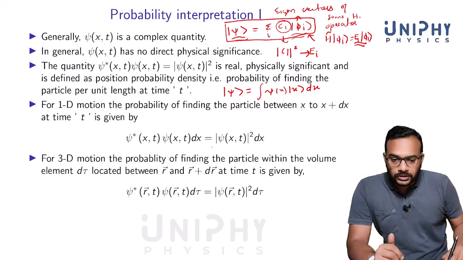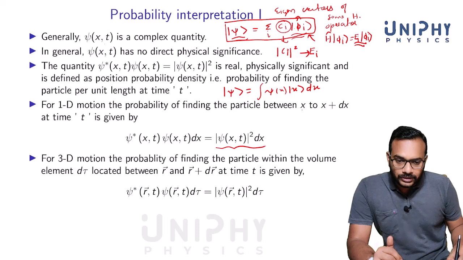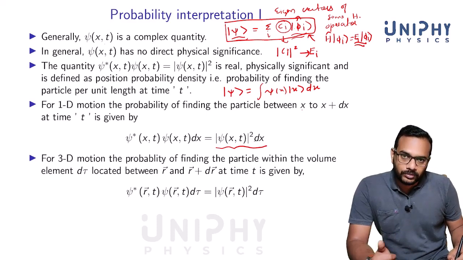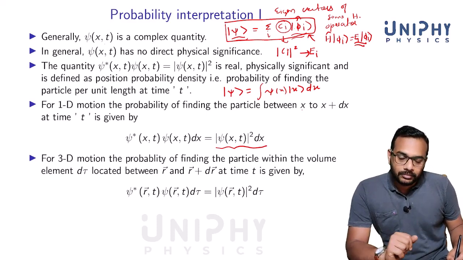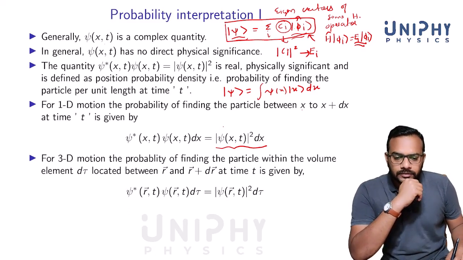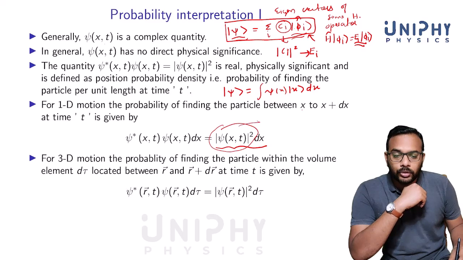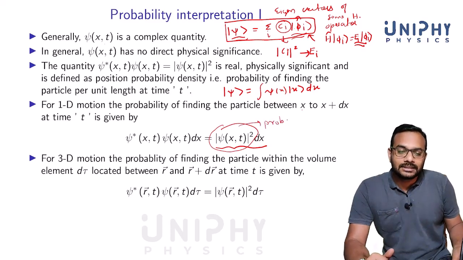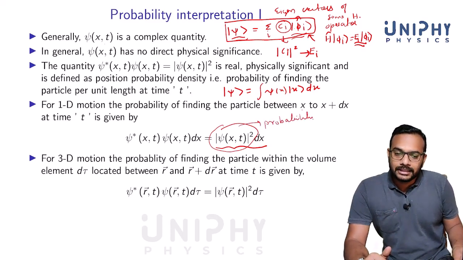So now the modulus of psi of x comma t squared times dx is the probability of finding the particle, or the electron, in the interval dx. For this reason, we call this part the probability density.